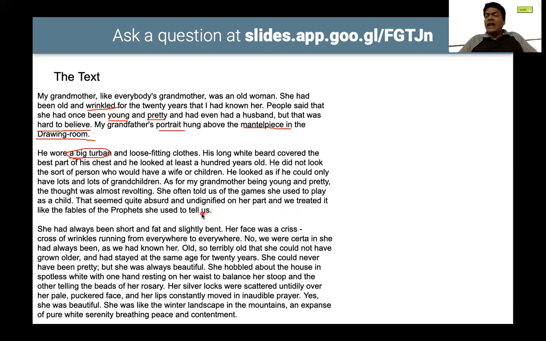And we treated it like the fables of the prophets she used to tell us, right? So the author stated that she played the games she used to play as a child, the kind of game she used to play with the writer. And whenever she tells us any kind of fables of the prophets, fables means an ancient story, she used to tell the writer.